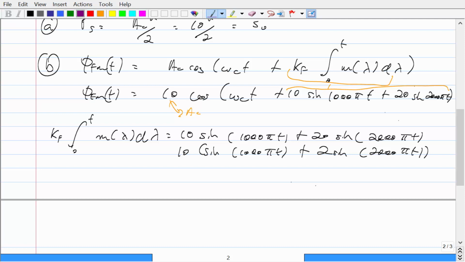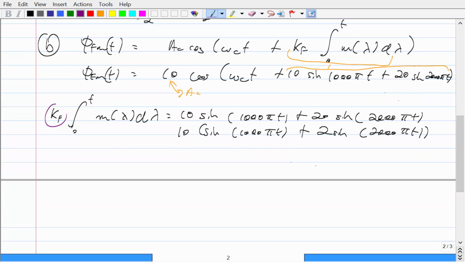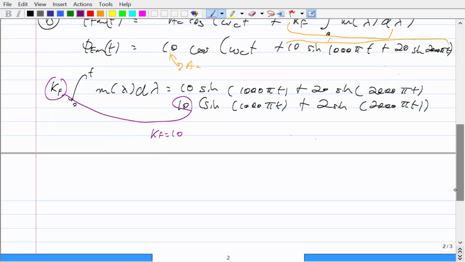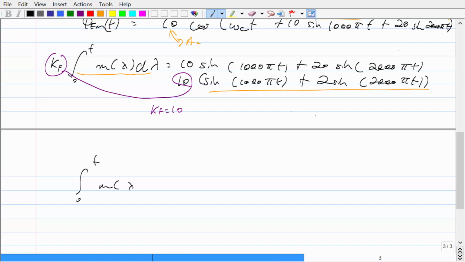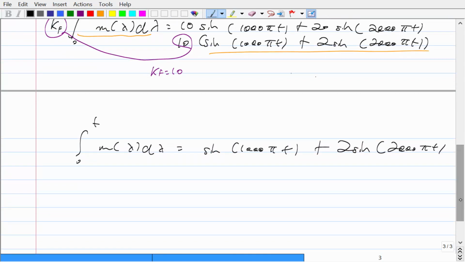That's good. So we have k_f and this integral. I factored out a constant, so you can think of k_f as being 10 here. Our message signal is simply the derivative of that integral. So the integral of my message is simply sine of 1000 pi t plus 2 sine of 2000 pi t. Okay, so this is the integral of our message.